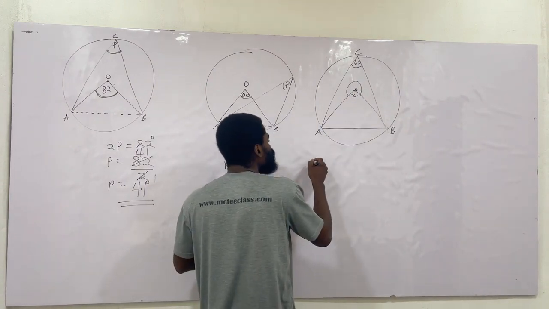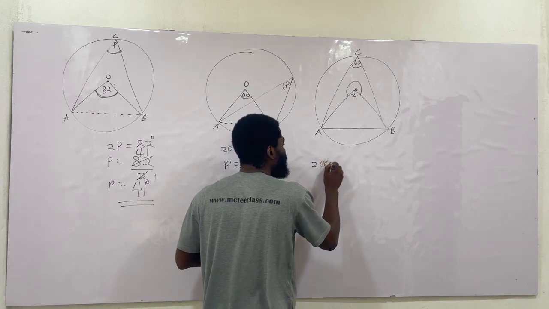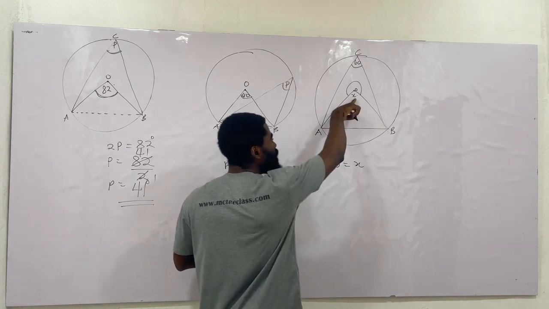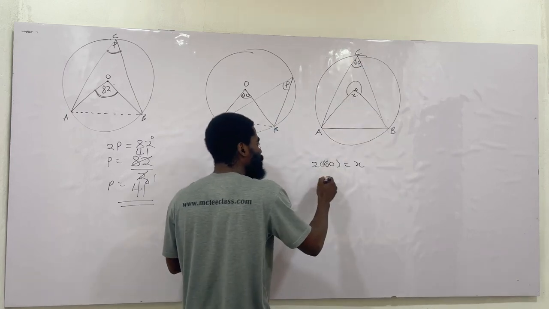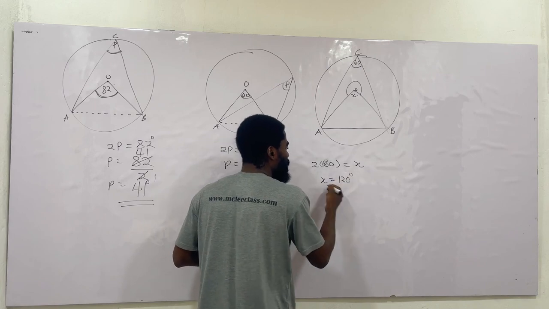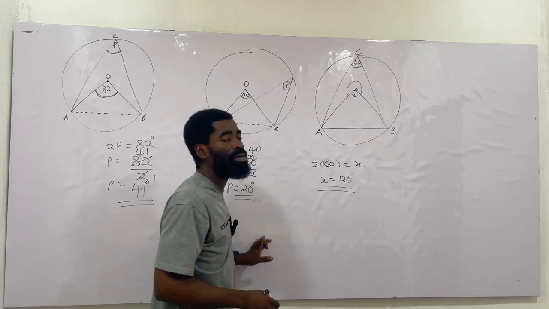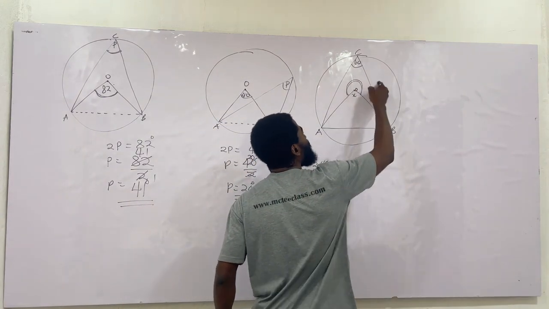I know that 2 times the angle at the circumference should be equal to the angle at the center. So 2 times 60, I know this. How do I know? They share the same chord, one center, one circumference, no problem. So that means my X equals what? Equals 120 degrees. But the question didn't tell me to find X. X is not a reflex angle. I have to go and find the reflex angle here.